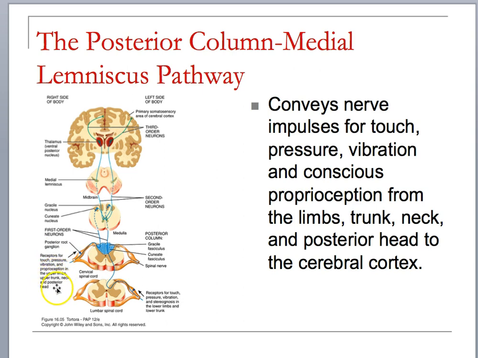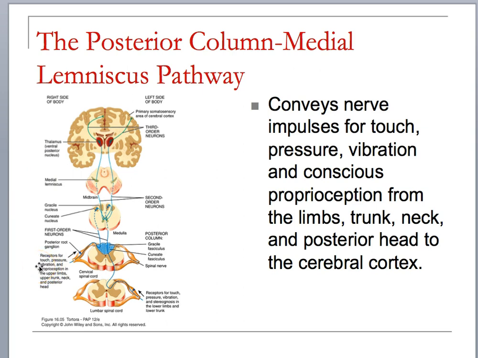Okay? Now, if we're collecting information of touch, pressure, vibration, and proprioception in the upper limbs, upper trunk, neck, and posterior to the head, it still travels in as a unipolar neuron. It ascends now through the cuneate fasciculus. It travels to the cuneate nucleus. It decussates here inside the medulla, travels to the thalamus, and then goes to its location inside the cortex, depending on the type of the information it's carrying. Is it touch, pressure, vibration, and proprioception?